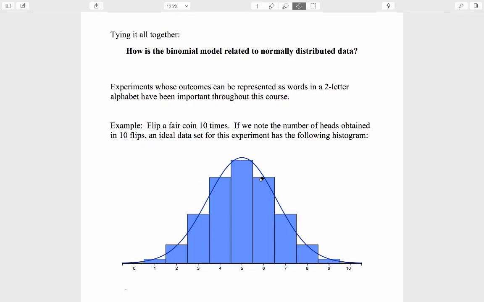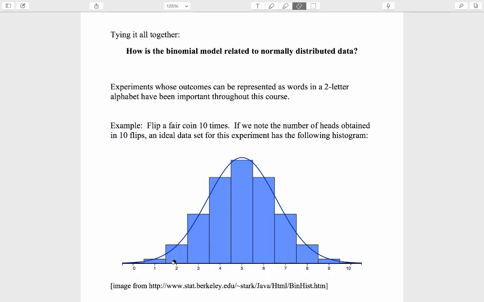The height of each rectangle represents the probability of, for example, exactly 5 heads, or exactly 6 heads, exactly 7 heads, exactly 8 heads. Finding any one of these probabilities is a job for the binomial model. These experiments and the probabilities of events related to them have been with us throughout the course. This image is from a wonderful website hosted at Berkeley. You may find it useful to go take a look.